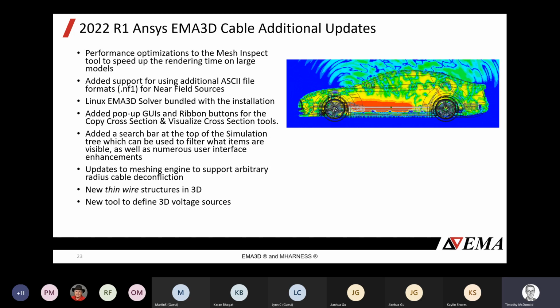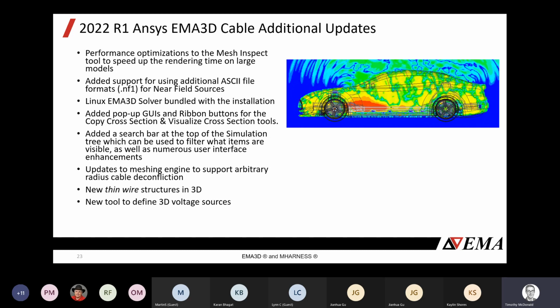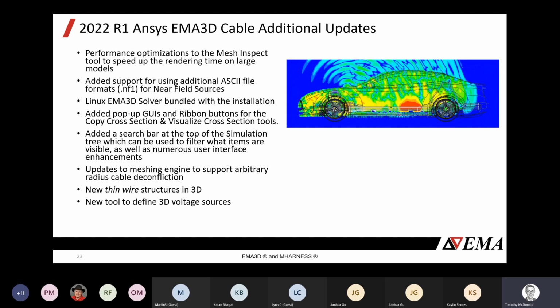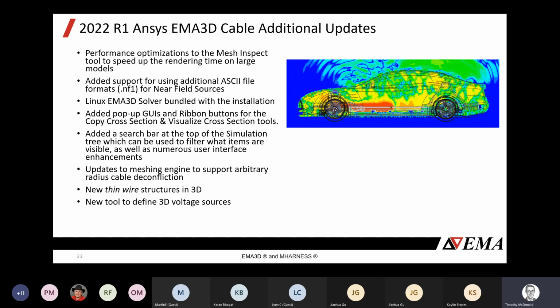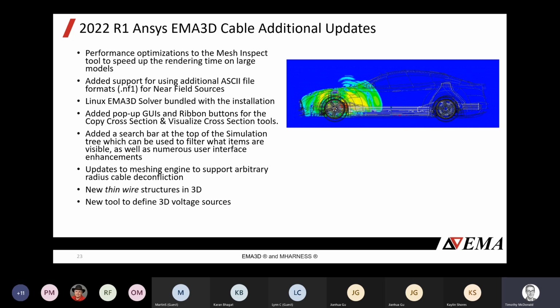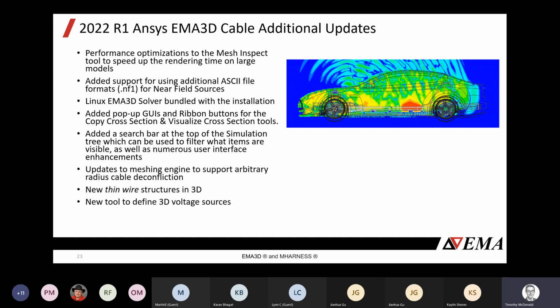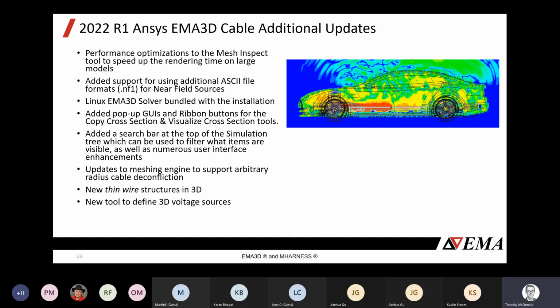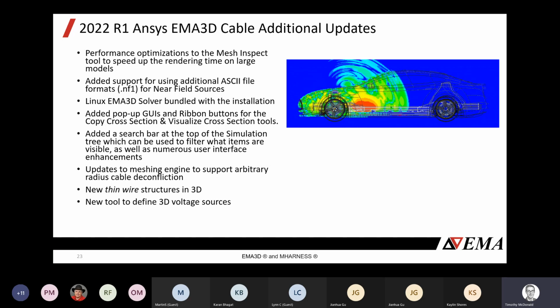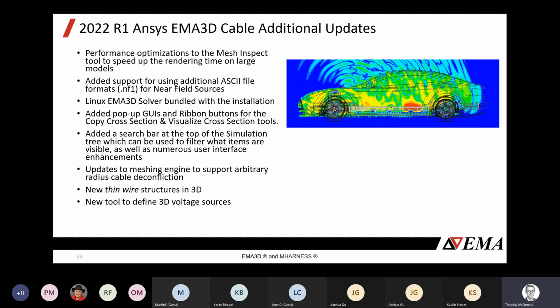And so that's a very nice feature to speed up model creation. We've added a search bar to the simulation tree so we can filter by name, which allows us to very quickly see what we've got in a complex model. We've made numerous user interface enhancements, added support for the delete tool, and selecting multiple elements at the same time.